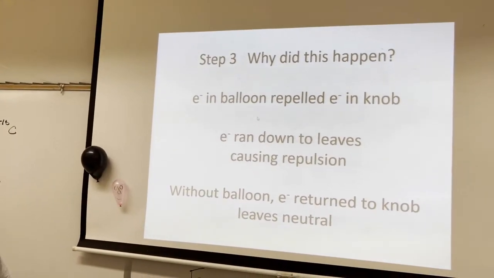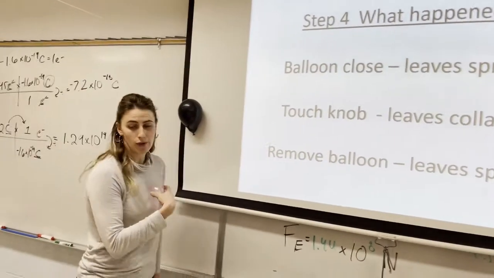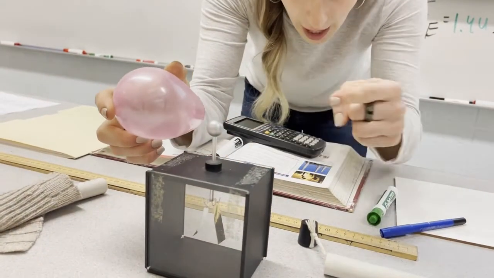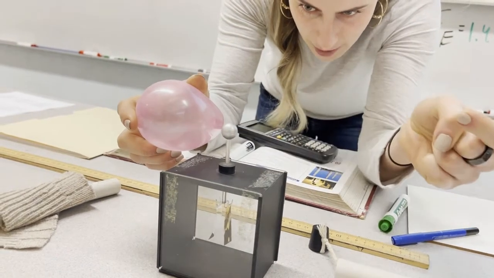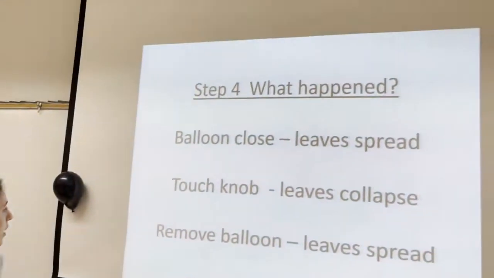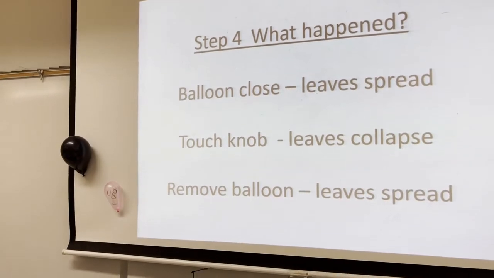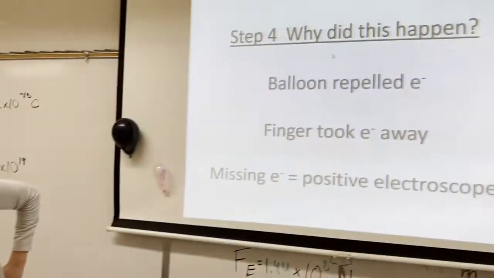Okay, Step 4, the hard one. What happened? Let me see if I can remember. We bring the balloon close, they repel. I touch this right here, they collapse. Take my finger away, take the balloon away, and now they spread back apart. Why? What is going on?